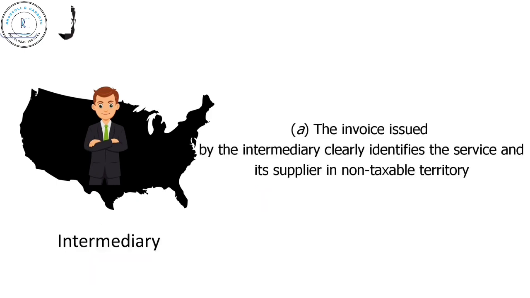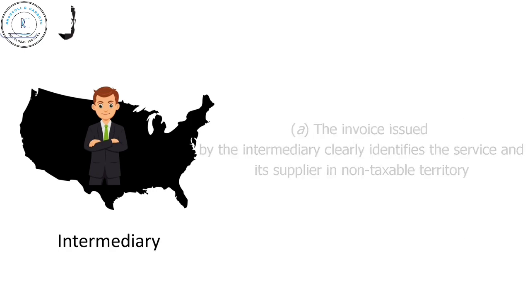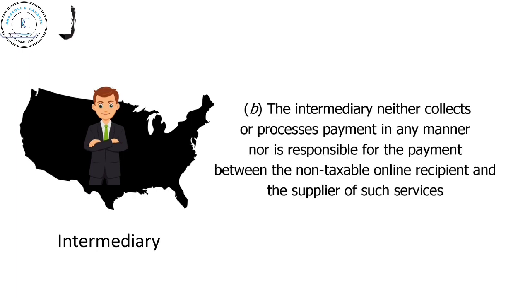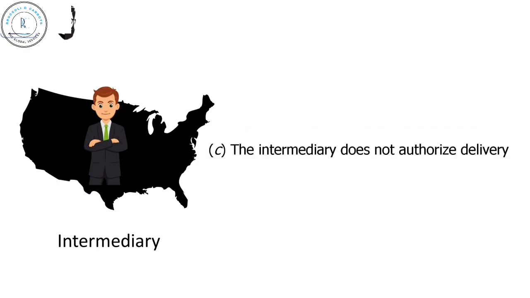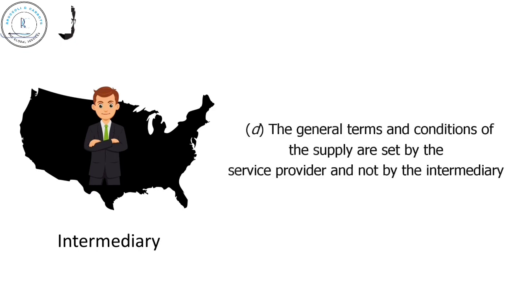The invoice issued by the intermediary clearly identifies the service and its supplier in non-taxable territory. B. The intermediary neither collects nor processes payment in any manner, nor is responsible for the payment between the non-taxable online recipient and the supplier of such services. C. The intermediary does not authorize delivery. D. The general terms and conditions of the supply are set by the service provider and not by the intermediary.